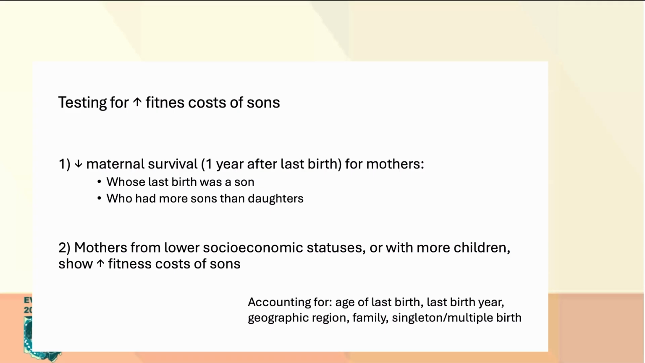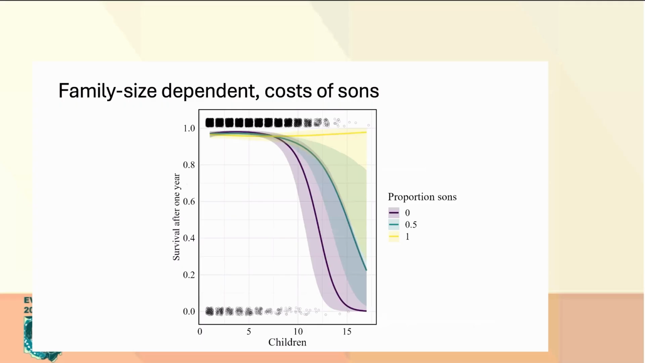And these analyses all accounted for the age of last birth of the mother, last birth year, the geographical region in Finland, family ID to account for sisters in the data set, and whether the birth was a singleton or multiple birth. So this is the main result. What you can see here is that mothers who had just one offspring had a similar survival rate, irrespective of whether they had a son or a daughter.